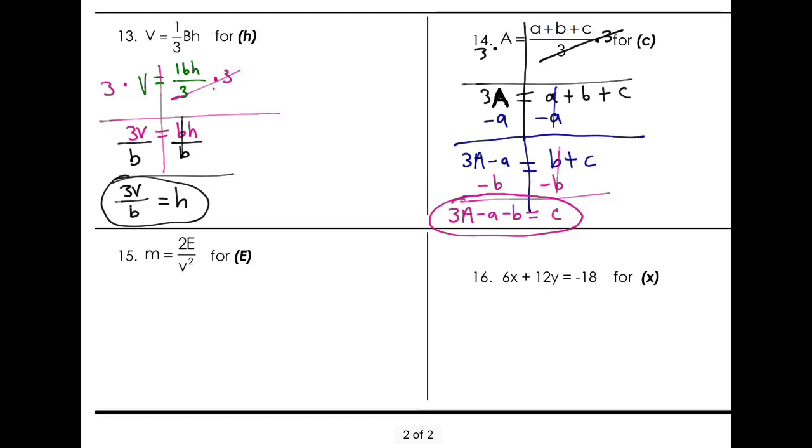b equals c. Alright guys, that should be enough to help you study. Feel free to go back, play, rewind, and play again. Study away.